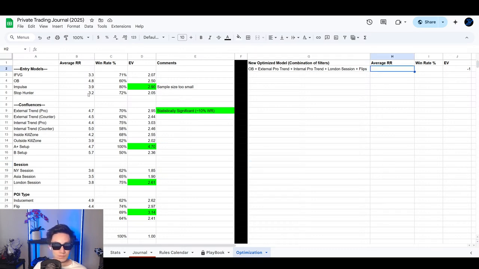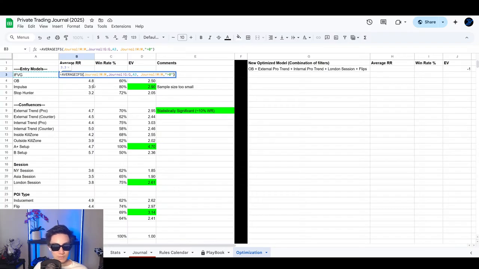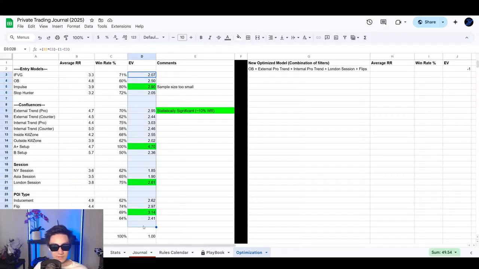Okay, so to do this, we'll focus on average risk reward first. For average risk reward first, now that I'm thinking about it, we would just pick the one with the biggest risk reward here. So instead of going off of these specific ones, we could just go off the biggest risk reward here, which is the OB entry model. So we want to filter first based on OB entry model.